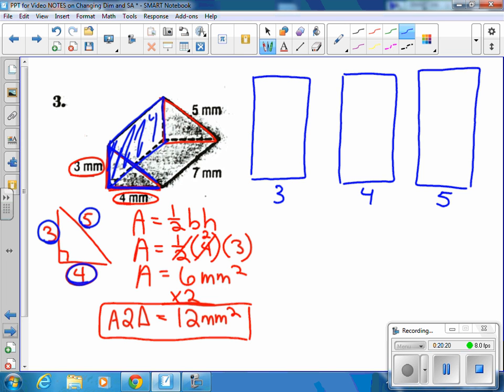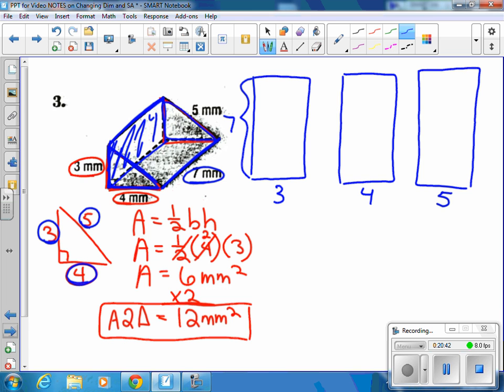Now what I need to know is how tall is my rectangle, or what's the length of my rectangle. Remember, I'm connecting the two triangles together. So it's this triangle being connected to this triangle up here, and they're connected by that line right there, and then this line right here. So that's what it's connected by. So that means my height is 7.